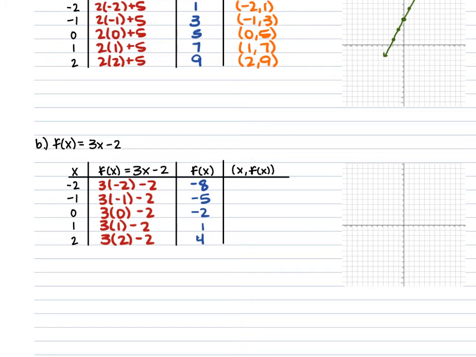So these ordered pairs that we are going to have are negative 2, negative 8, negative 1, negative 5, 0, negative 2, 1, 1, and 2, 4.